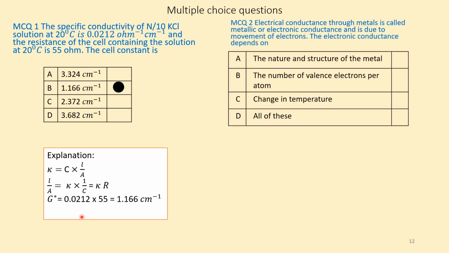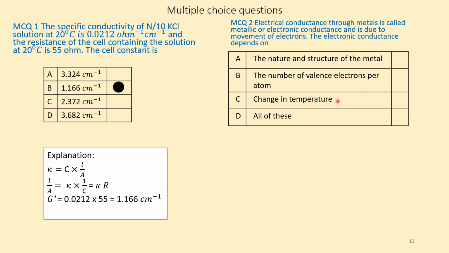Next question is, electrical conductance through metals is called metallic or electronic conductance and is due to the movement of electrons. The electronic conductance depends on. So here this is the conductance through metals. Four options are given. Option A, nature and structure of metal, the number of valence electrons per atom.